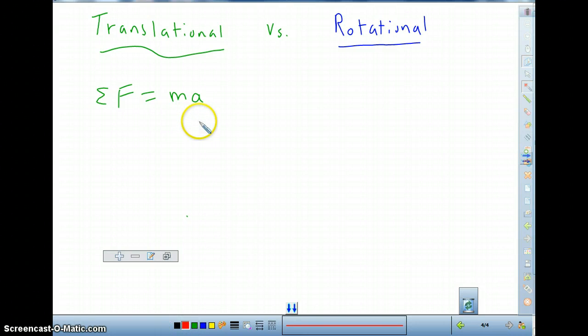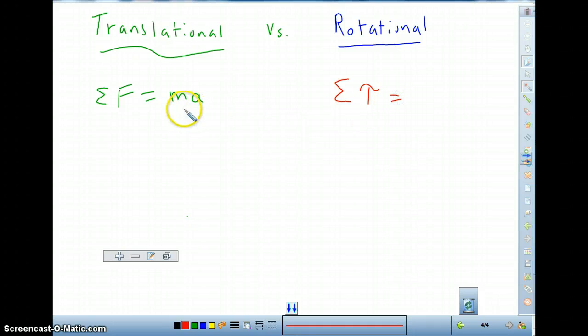It's the same idea, just reported through the concept of angular quantities. So instead of the sum of all forces, remember what it takes to rotate an object, not just push it linearly, but to rotate something about a pivot point, is not just a force, it's a torque. So instead of saying sum of all forces, we're going to say sum of all torques. This is just going to be Newton's second law as applied to rotation.